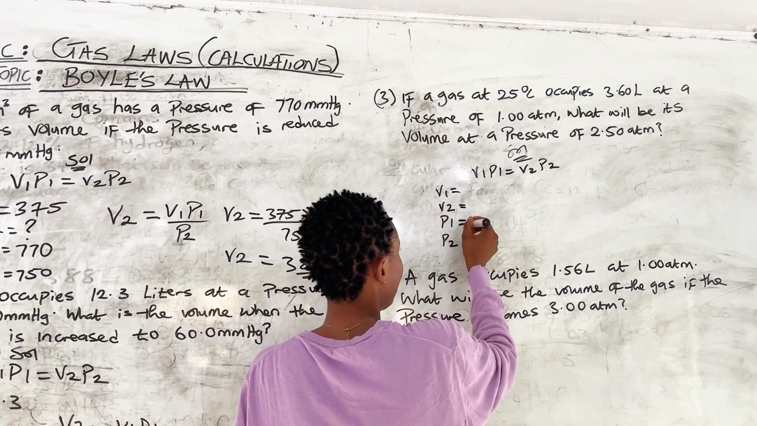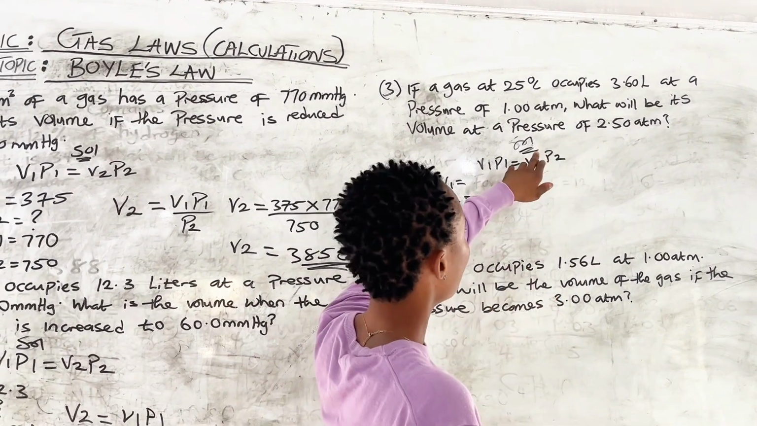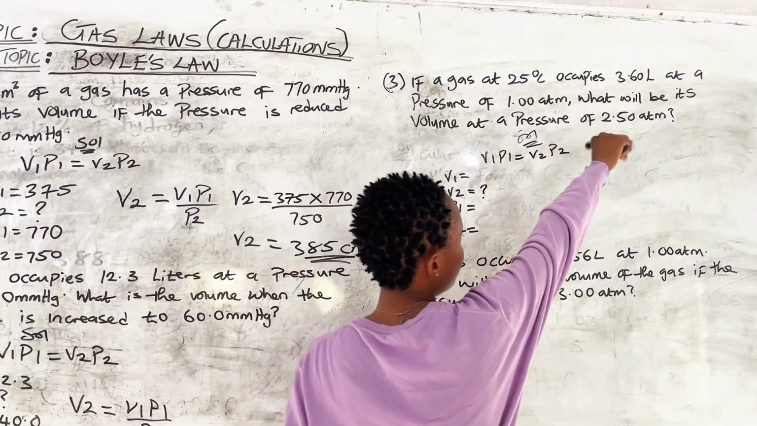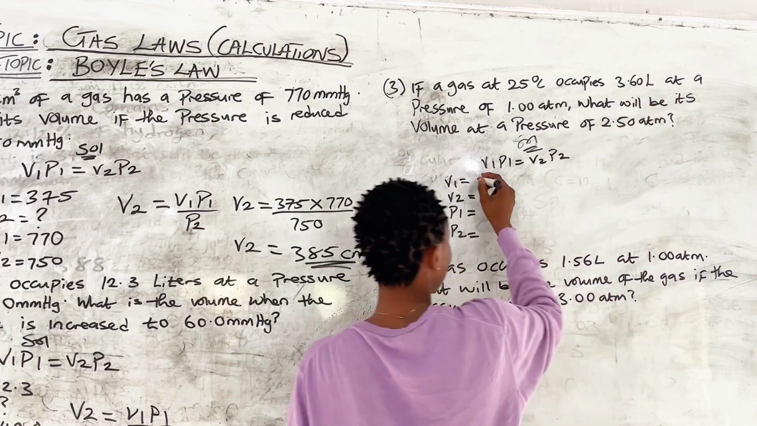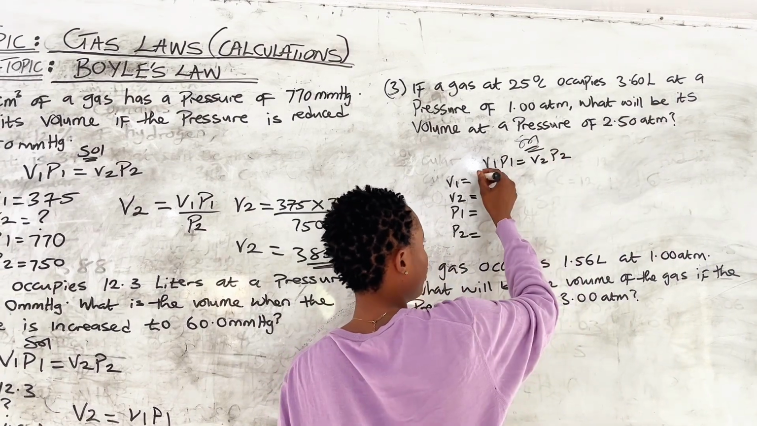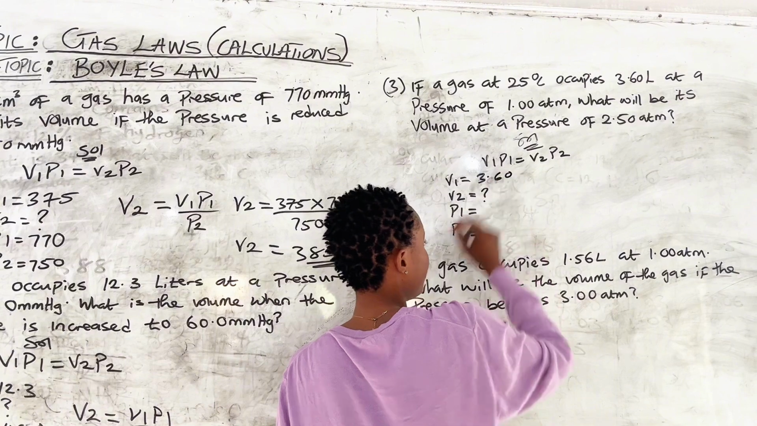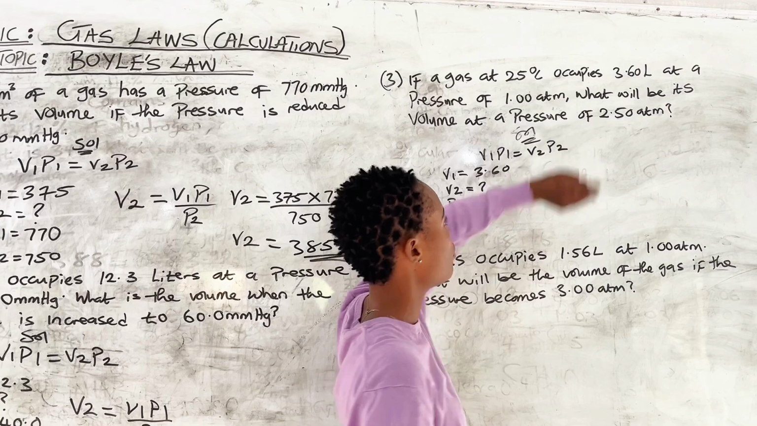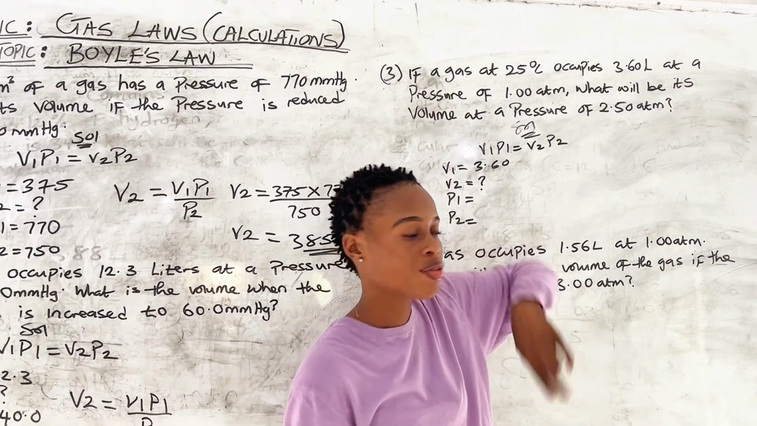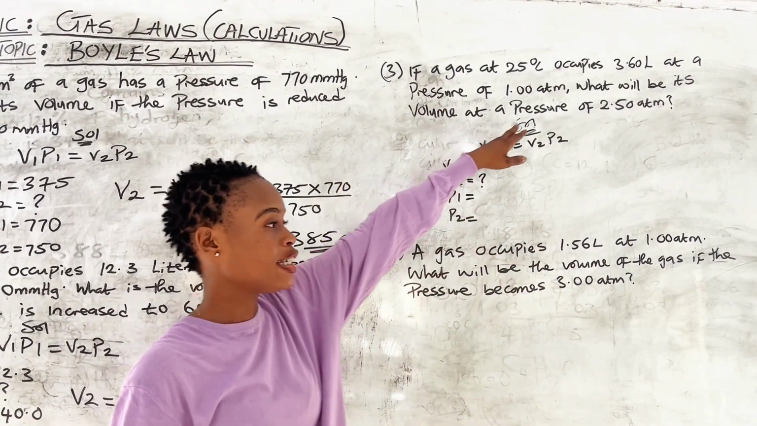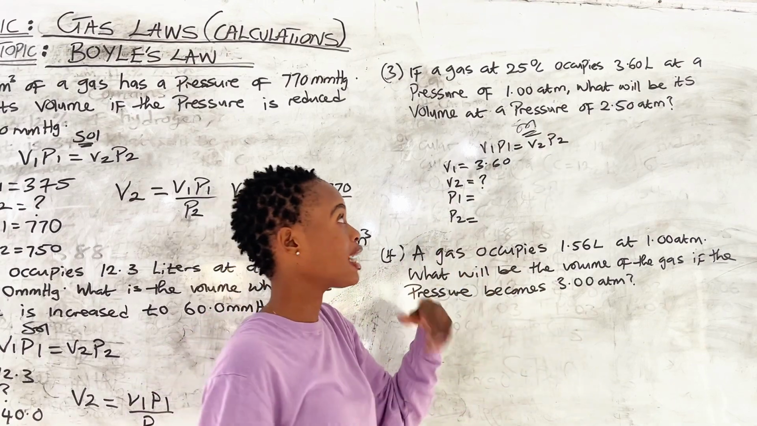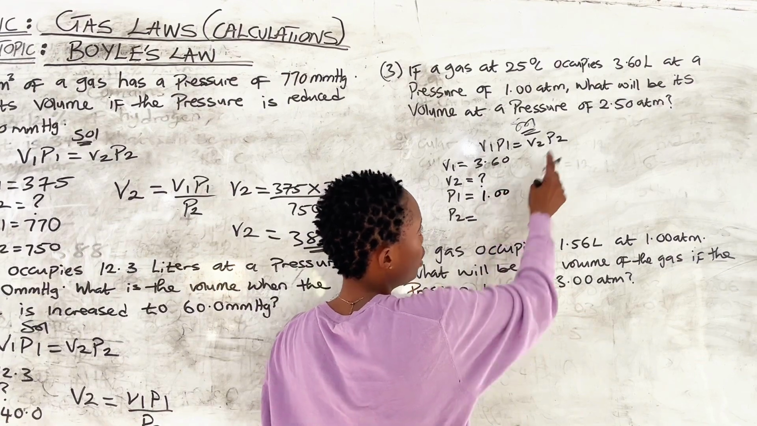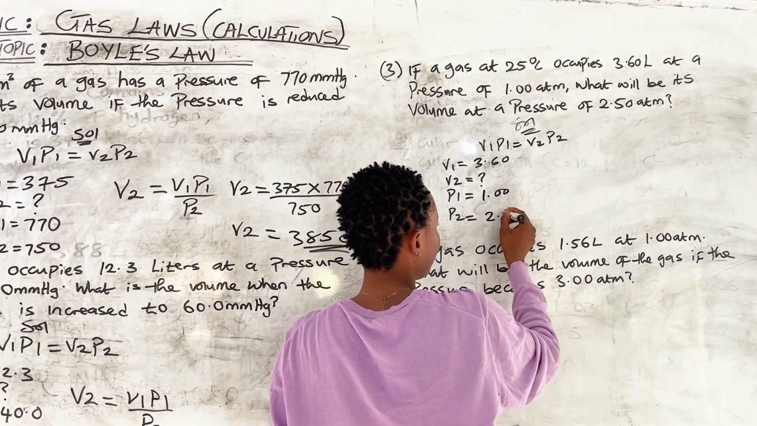Like I said, identify what you are looking for first. The question says what will be the volume, so we're looking for V2. What's our V1? Remember, liter is a unit of volume, so 3.60 is our V1. What's our P1? It said a pressure of 1.0 atm. Even if it had not said a pressure of, we should know by now that atm is atmospheric pressure, so it's a unit of pressure. So our P1 is 1.00 and our P2 is 2.50.